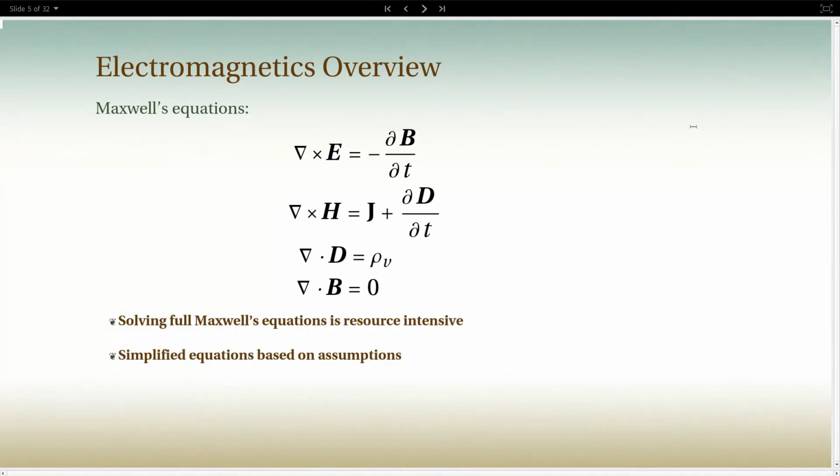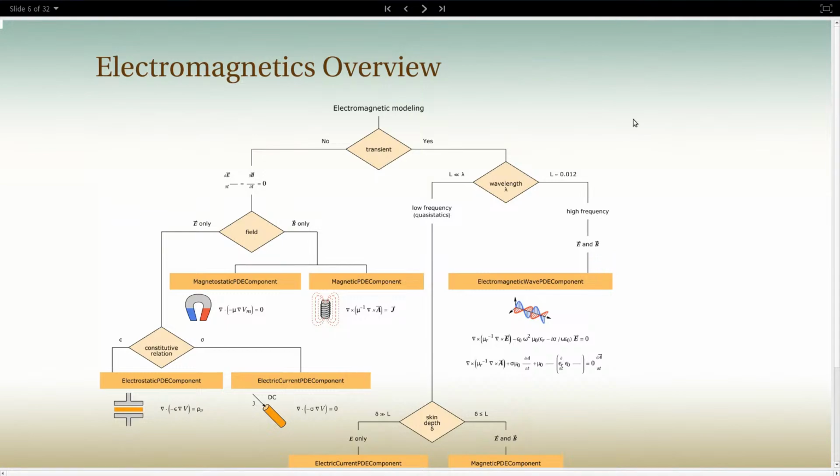So in the electromagnetics overview monograph, we discuss Maxwell's equations. And the problem with Maxwell's equations is they're a complicated set of several equations. And solving the full Maxwell's equations can be quite resource intensive. So you need a lot of hardware like CPU power and RAM, random access memory, to solve these equations. So you always want to try to find simplified equations based on some assumptions. Now, finding which type of equation you want to use in the electromagnetic case is not always quite trivial.